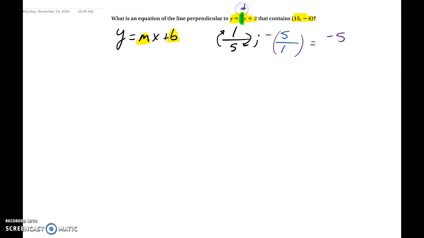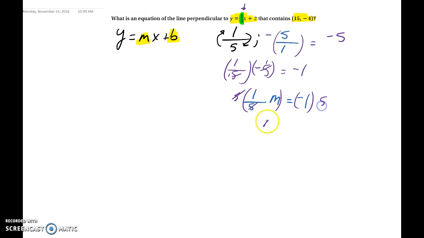You can check your work by multiplying them together. So 1 over 5 times negative 5. The 5s reduce each other to 1, so this is equal to negative 1. Or, if you didn't want to use negative reciprocals, you can say 1 over 5 times our new slope has to be equal to negative 1, and then solve for our new slope. Multiply each side by 5, and our slope is equal to negative 5. Either way, it's fine.